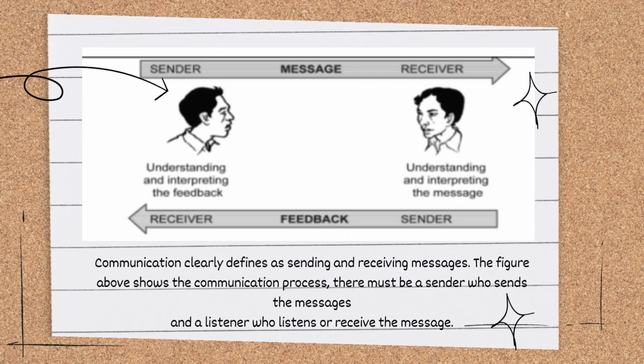Communication is clearly defined as sending and receiving messages. The figure above shows the communication process. There must be a sender who sends the message and a listener who listens to or receives the message.